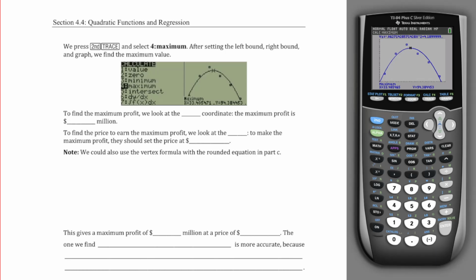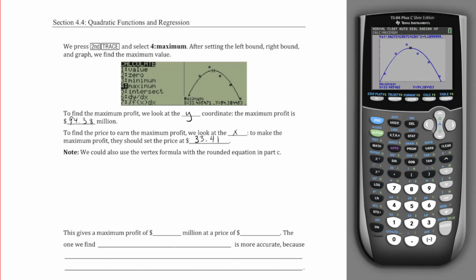To find the maximum profit, we'll look at the y coordinate, which is about $94.38 million. To find the price we use the x coordinate. And we see that to make that maximum profit, we should set the price at about $33.41.